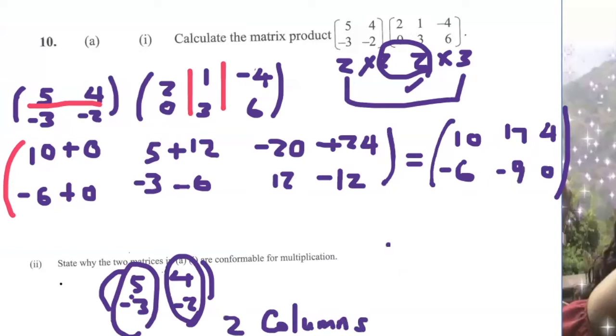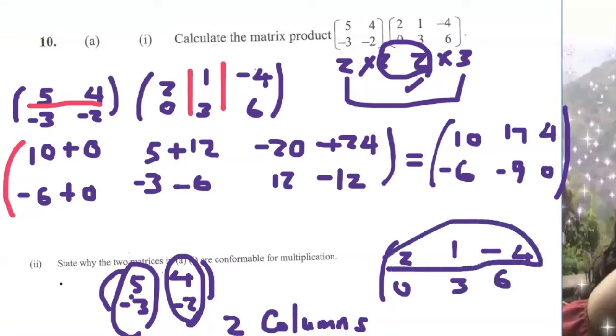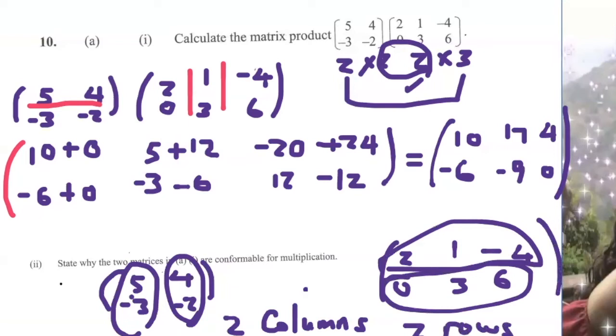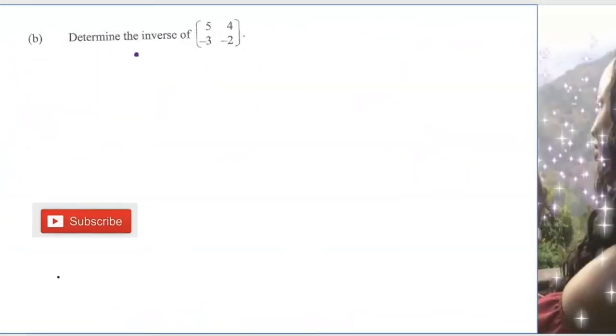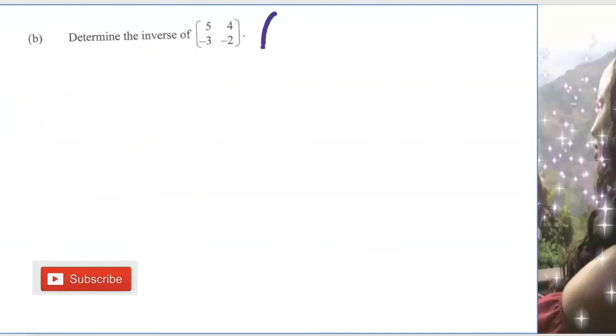in the next matrix, I have 2 rows: 2, 1, minus 4, and 0, 3, and 6. So here you can see I have 2 rows. Because the second matrix has 2 rows and the first matrix has 2 columns, and they're the same, we say it's defined and we can multiply.